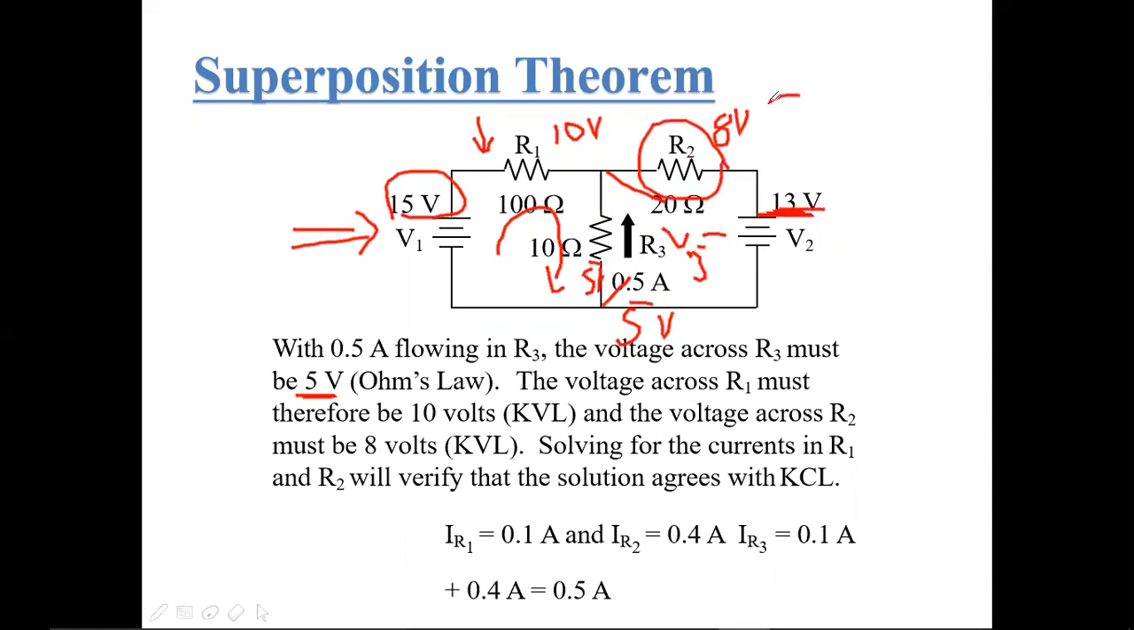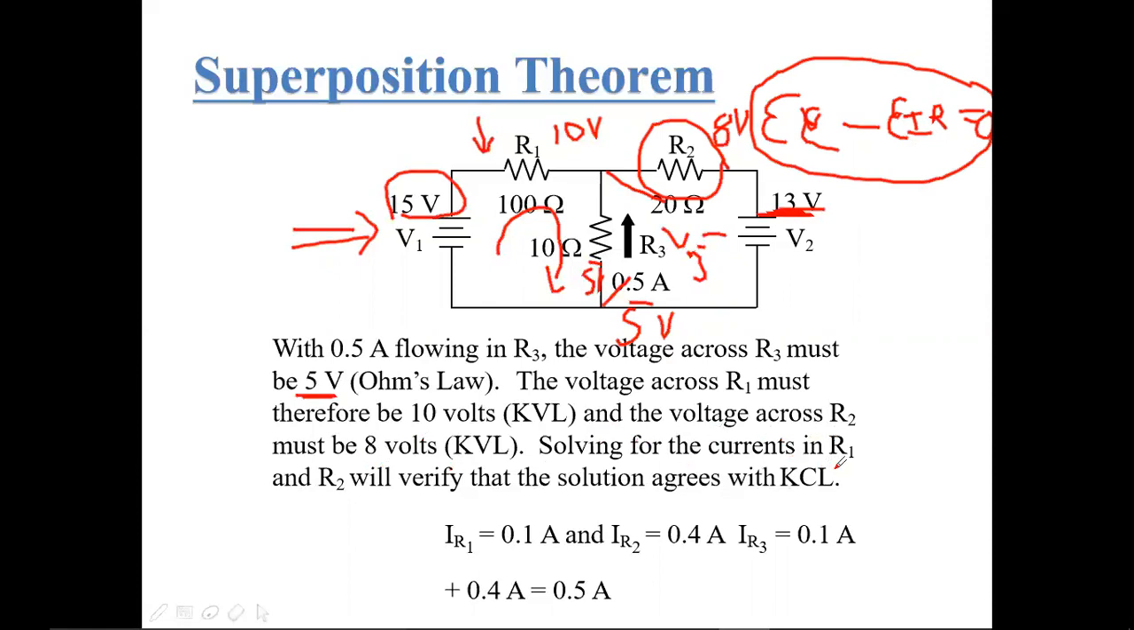The input supply EMF needs to be equal to the sum of the dropping voltages, meaning voltage drops I into R. The summation of voltage drops must be equal to 0. That is the KVL statement. And the voltage across R2 must be 8 volts.